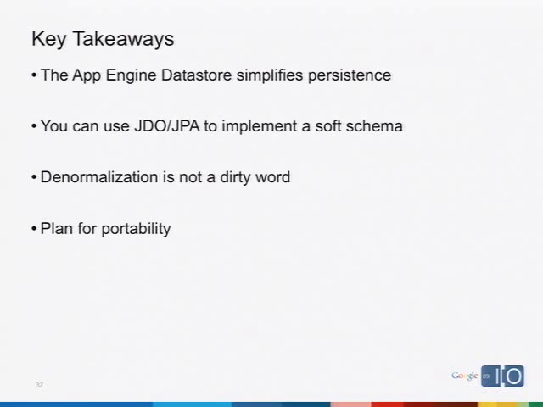But again, scalable, every application needs to scale to a certain degree. It just depends on what that target is. You can use JDO and JPA to implement a soft schema. This is going to take something that looks a little bit unfamiliar, a schema-less data store, and establish the structure on top of it to make it look a little bit more like what you're used to. When you're thinking about moving applications onto App Engine, denormalization is not a dirty word. Do not be afraid to duplicate data. This is a great way to be able to execute complicated, efficient queries on App Engine.